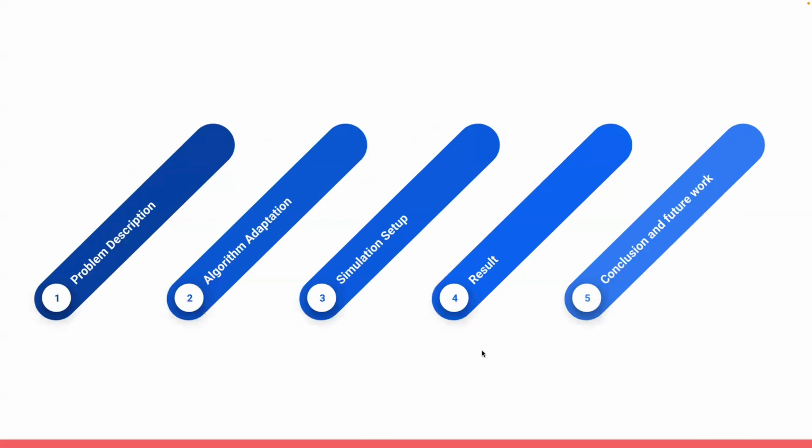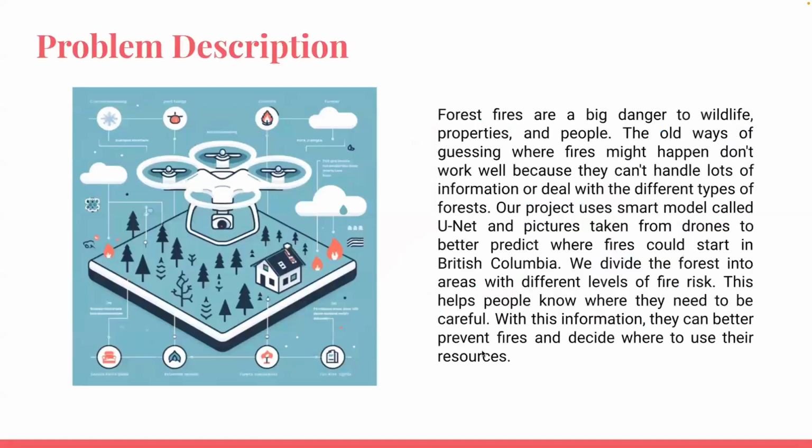These are our 5 different parts for the presentation. The first one is the problem description. As you can see in the left picture, forest fires are a big danger to wildlife, properties, and people. The old ways of guessing where fires might happen don't work well because they can't handle lots of information or deal with the different types of forests.